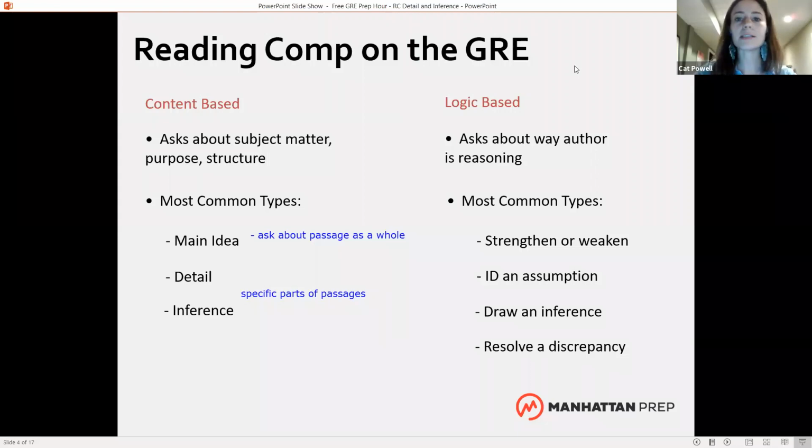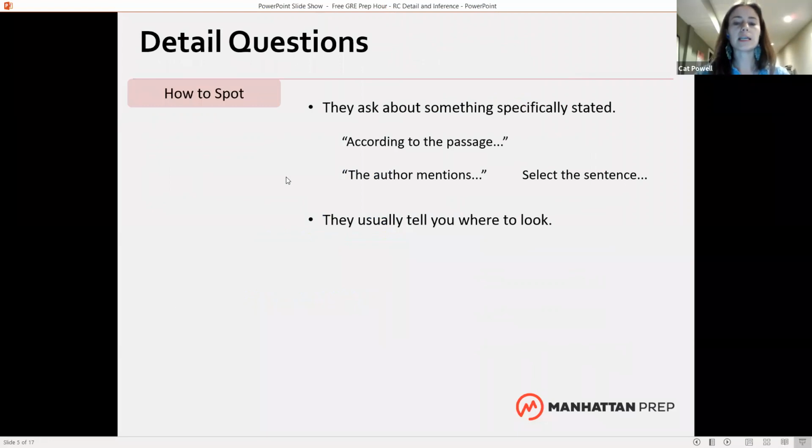Okay, so let's dive right in and talk about detail questions. Questions that are going to ask us about something specific in the passage. A detail question is going to include some language in the question stem that reminds you that you're honing in on a specific part of the passage. So they'll say things like, according to the passage, or the author mentions.